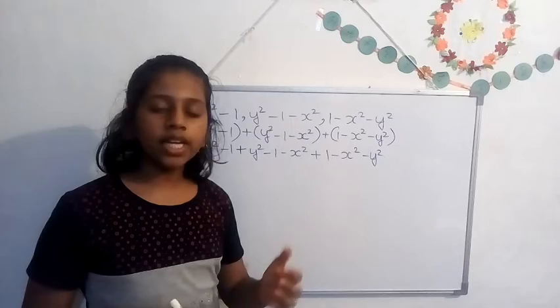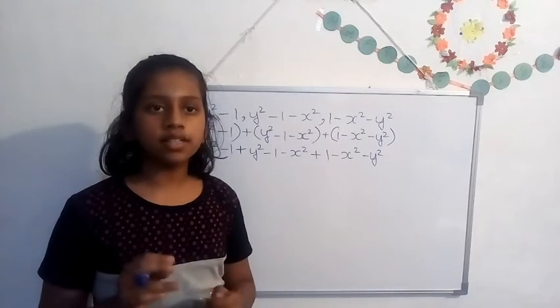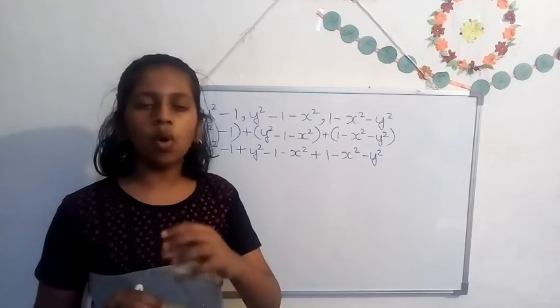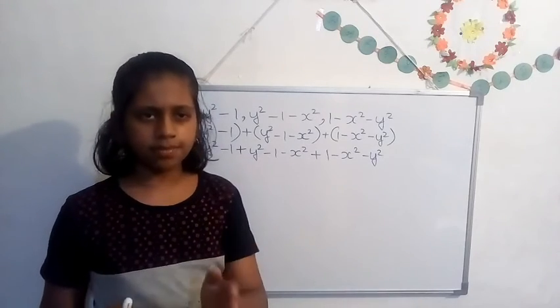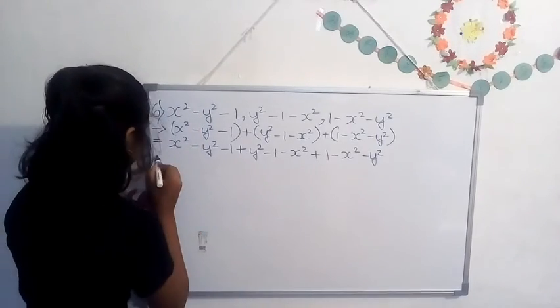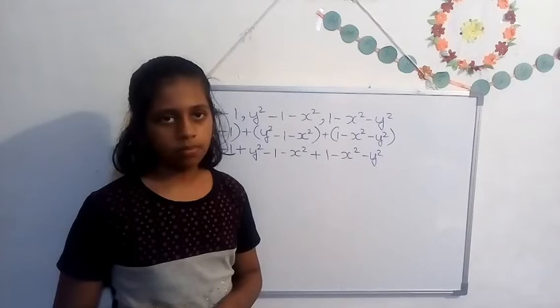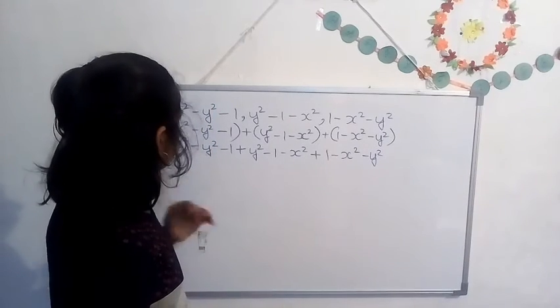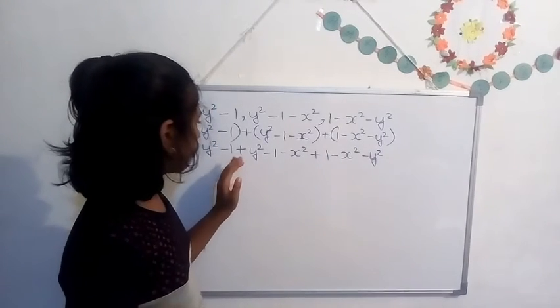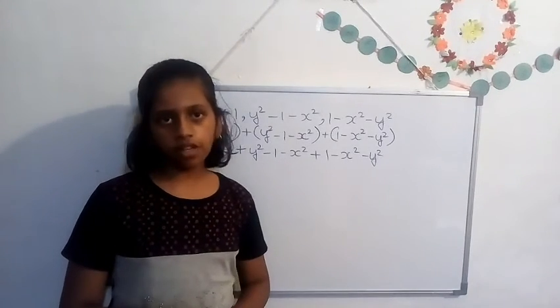So this is the way to write it in the common way by removing the brackets and commas. Now we are going to write it in like terms. Like terms means the variables or constants which are the same in all the terms. We are going to write them first. So here I am going to take the x square variable. If you want, you can take y square or 1 or any other variable present in the question.